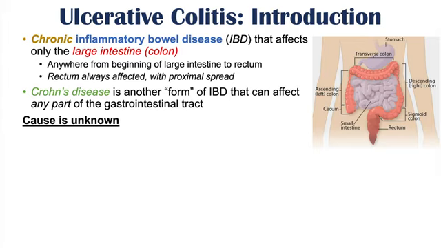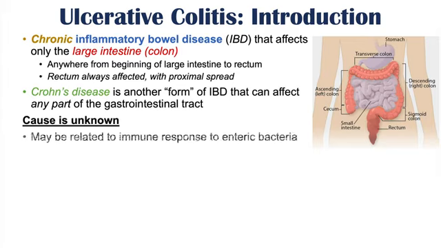Now, the cause of ulcerative colitis is unknown, but it's believed that it is related to an immune response to enteric bacteria. So for whatever reason, there is an immune response to the bacteria within your large intestine in susceptible individuals. Certain individuals have an immune response to certain bacteria in the large intestine, leading to or predisposing an individual to ulcerative colitis.